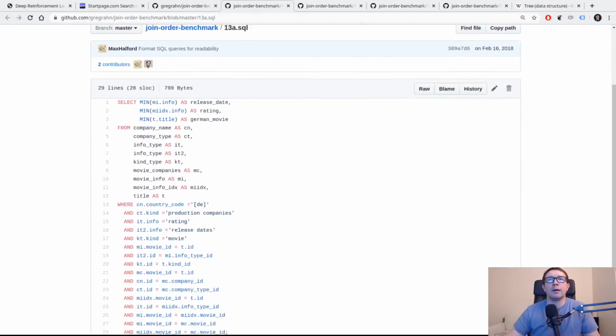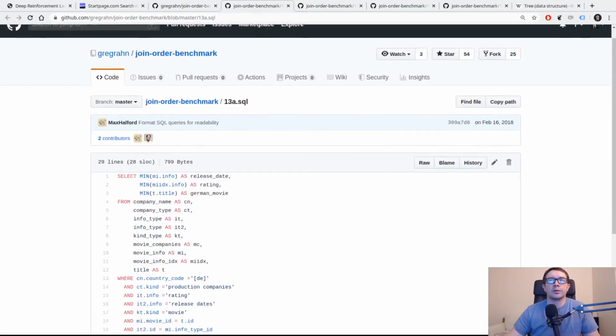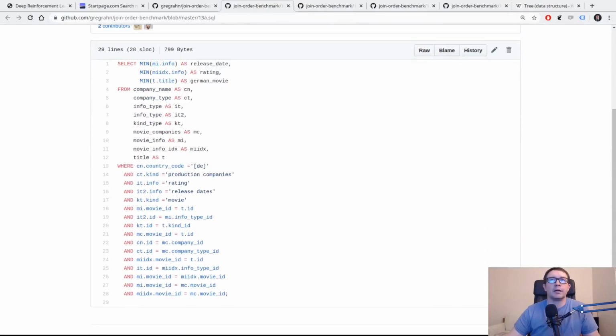So you have select, I'm only going to scroll here. So select min mi.info as release date. You got a bunch of select statements from different tables where a bunch of relations are true. Okay, so much more complicated than what we have in the trivial example they give in the paper.